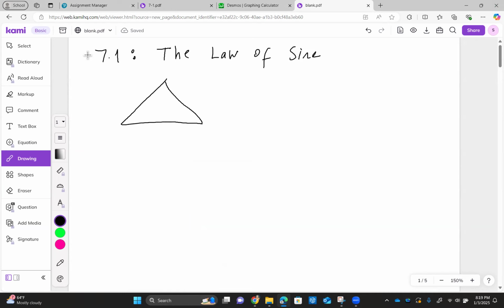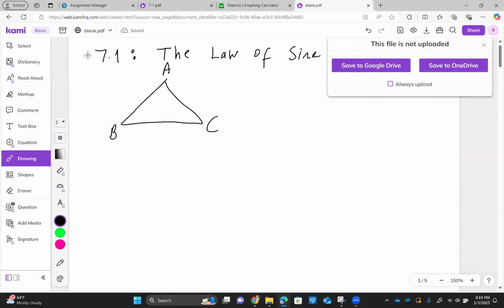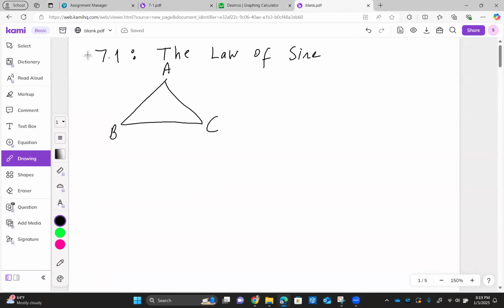triangle, when you have three angles, angle A, angle B, and angle C, opposite each of these angles we have the corresponding sides. Angle A faces side A. The small letters represent the sides. Angle B faces side B, and angle C will face side C.